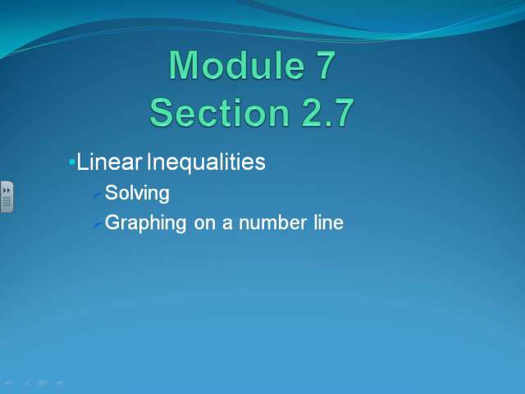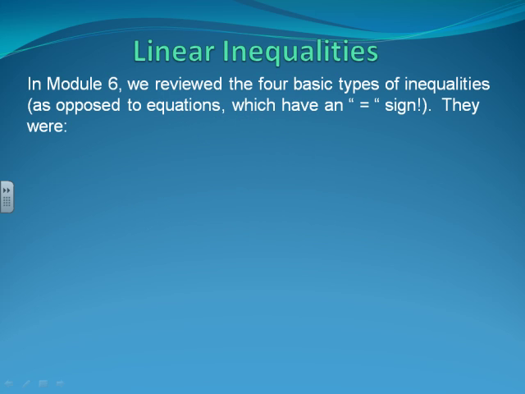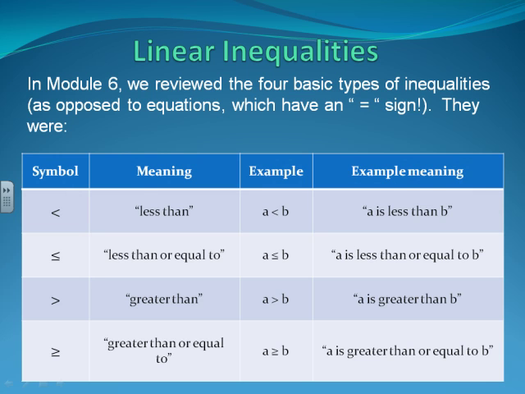This is Module 7, Section 2.7, linear inequalities, and with those inequalities we're going to look at solving, and we're going to look at graphing inequalities on a number line. In Module 6, we reviewed the four basic types of inequalities, as opposed to equations, remember equations have an equal sign. They were given in this table, and we're going to look just very briefly at them.